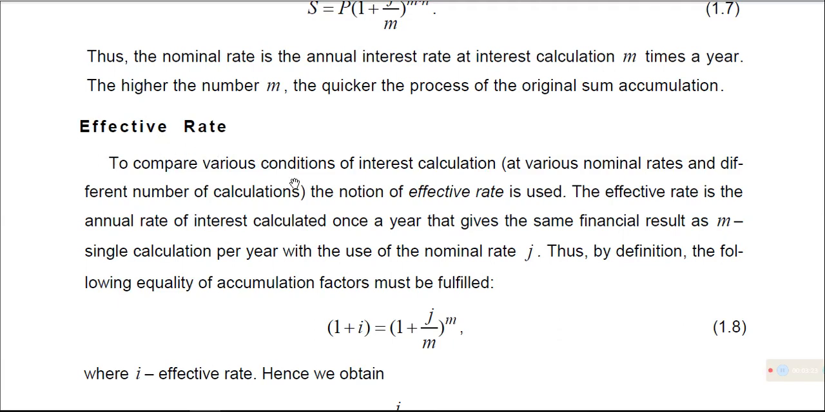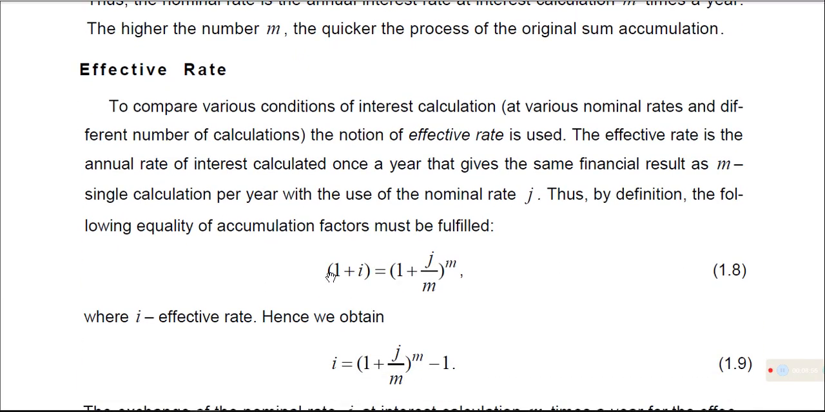So to compare various conditions of interest calculation at various nominal rates and different number of calculations, the notion of effective rate is used. The effective rate is the annual rate of interest calculated once a year that gives the same financial result as M single calculations per year with the use of the nominal rate J. So by definition, the following equality of accumulation factors must be fulfilled.